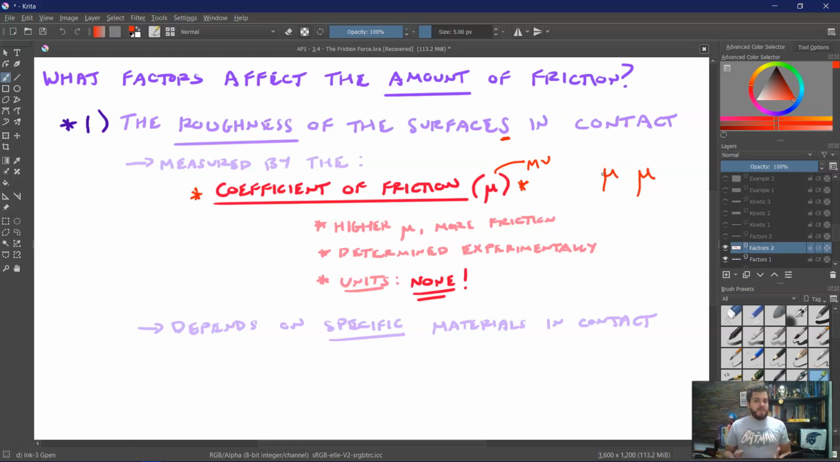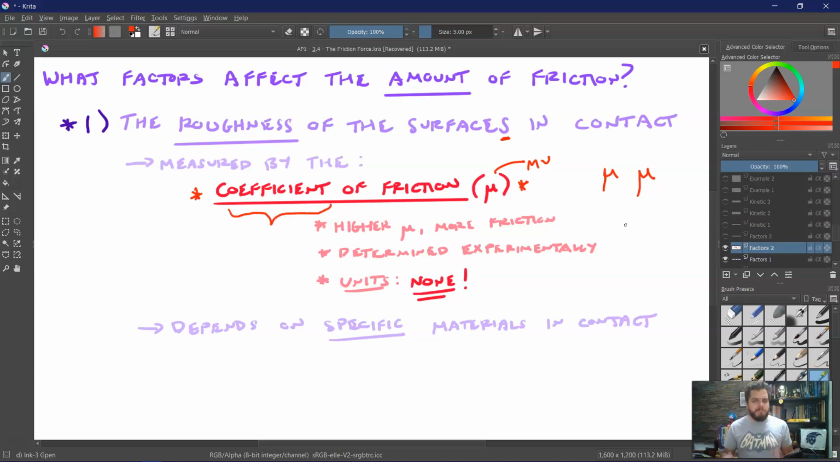Now, this is typically determined experimentally. There's not some magical equation that tells us these two surfaces have this coefficient. Usually we have surfaces in the lab. Basically, people test them, moving them by each other, and we get tables of these mu values, these coefficient of friction values.